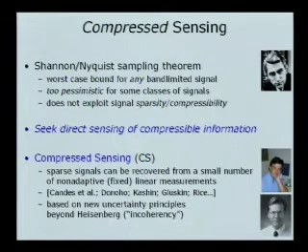And what ideally we would like to do is to directly sense the compressible information at the information rate. That's where this new emerging field of compressed sensing comes in. It's based on the rather surprising revelation that sparse signals can be recovered from a small number of linear measurements, where the measurement rate is related to what we call the information rate.